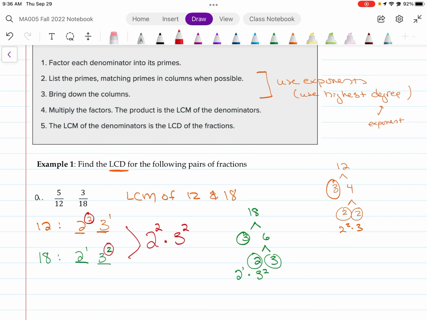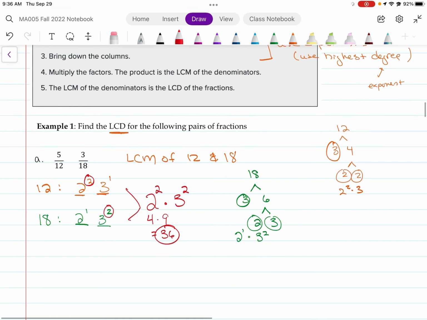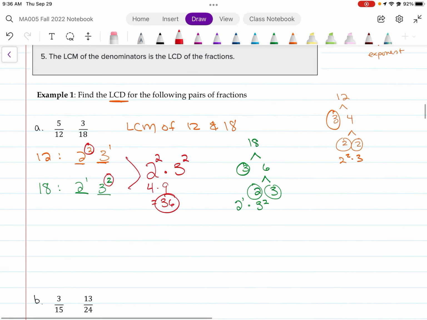Okay, so the least common multiple of 12 and 18 is going to be 2 squared times 3 squared. That's 4 times 9, which is 36. So the least common multiple of those two numbers is 36. That will be the least common denominator of the two fractions. And we're not going to take that any further right now. We're just going to practice finding the least common denominator.